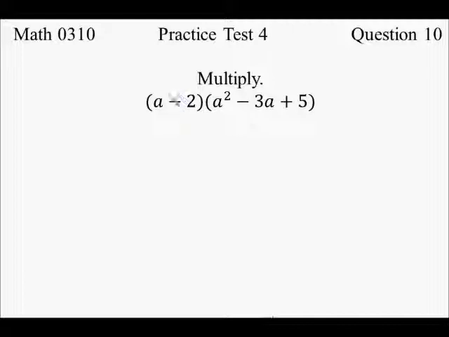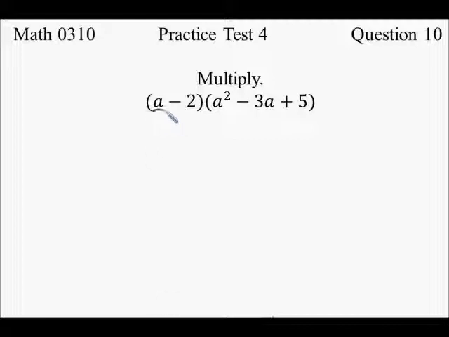Question 10, multiply the quantity a minus 2 into the quantity a squared minus 3a plus 5. Okay, so what we need to do is, since we have parentheses written next to each other, we need to multiply everything in the first quantity into everything in the second quantity. In other words, we're going to be distributing each term in the first into each term in the last here. So first, let's distribute our a.